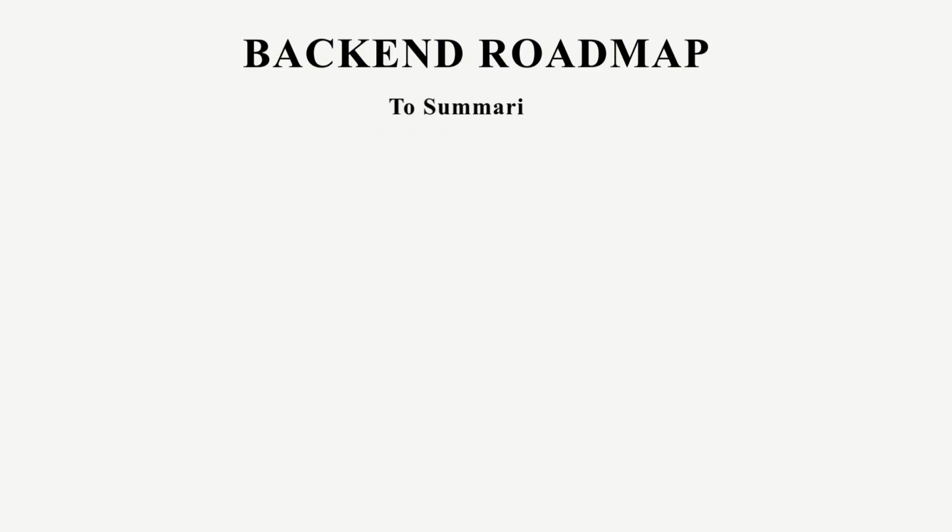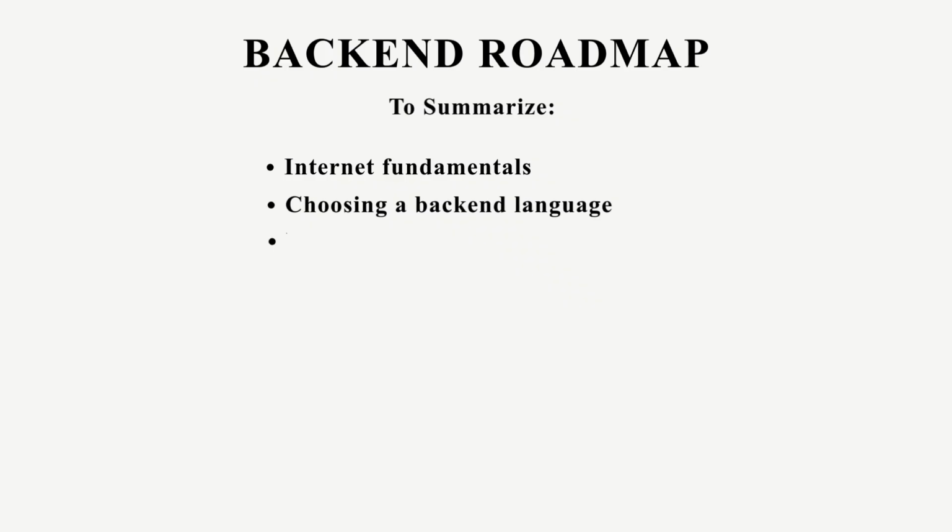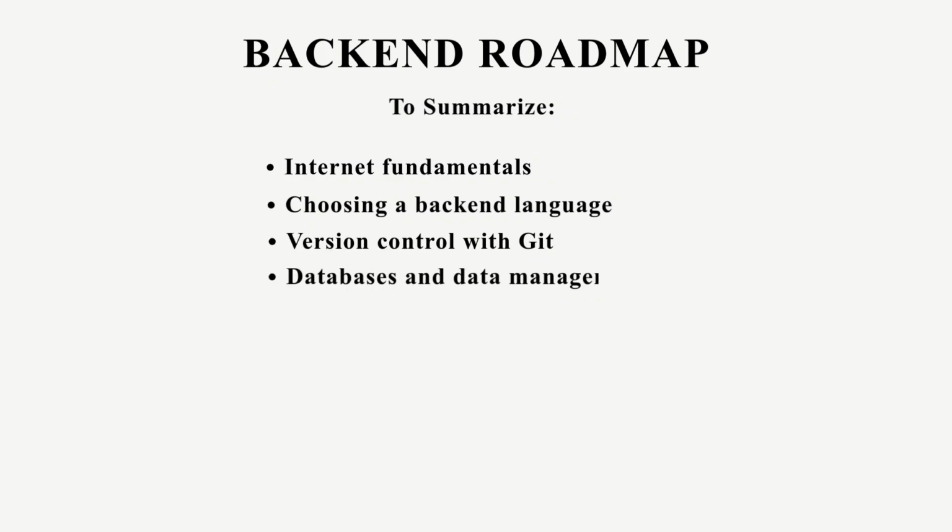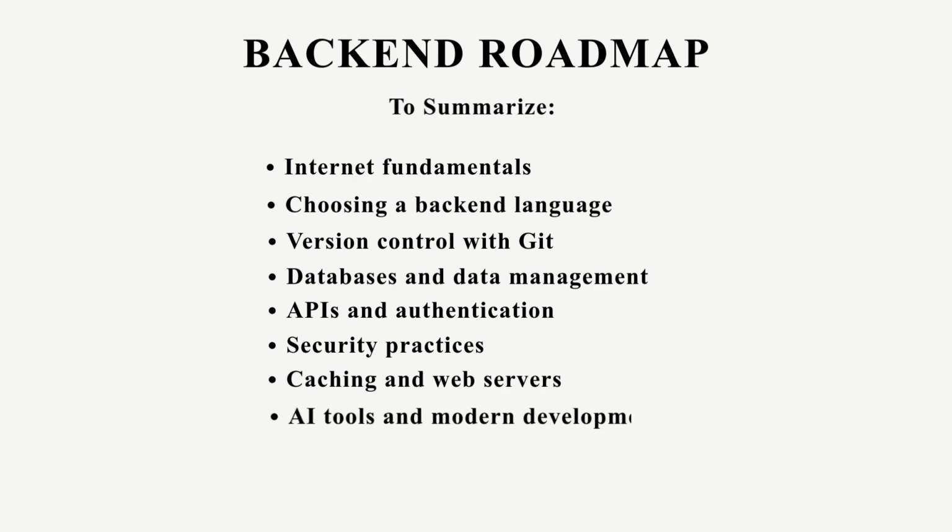To summarize, the backend developer roadmap includes internet fundamentals, choosing a backend language, version control with Git, database and data management, API and authentication, security practices, caching and web servers, AI tools and modern development, and advanced infrastructure and system design. Backend development is challenging but extremely rewarding. If you follow this roadmap and practice building real systems, you will develop strong backend engineering skills.